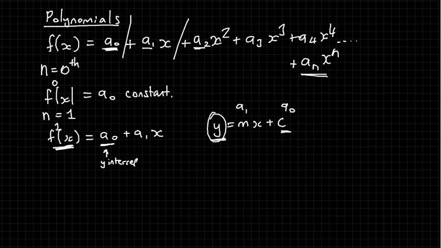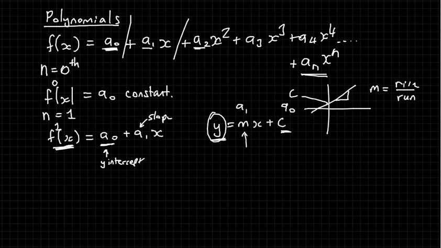We can think of a1 as being the slope of the line, because we know that usually when we describe a line using y equals mx plus c, where it intercepts the y-axis is our c value, and the slope of this line, m, which is equal to the rise over the run, is going to be equal to our a1 value. So this tells us the slope, and that tells us the y-intercept. And these are really quite easy to solve.